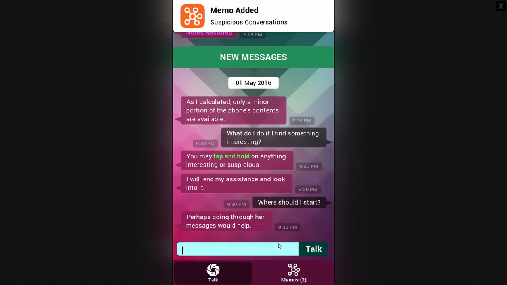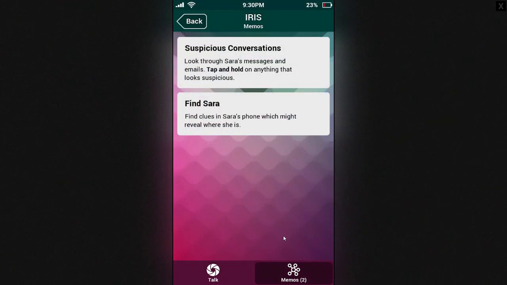Perhaps going through her messages would help. Suspicious conversations. Find clues in Sara's phone which might reveal where she is.